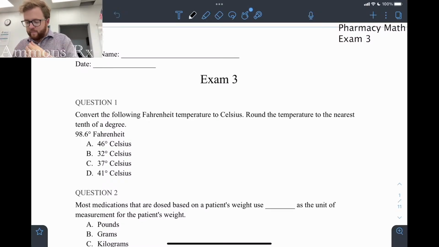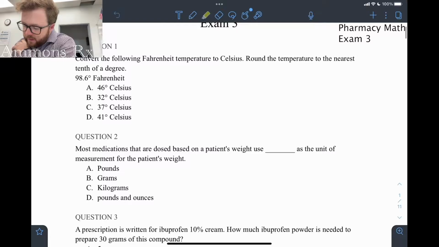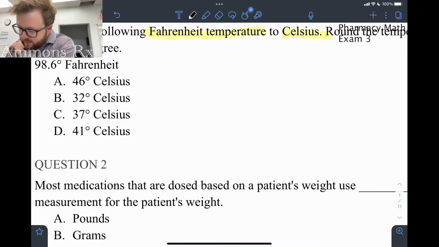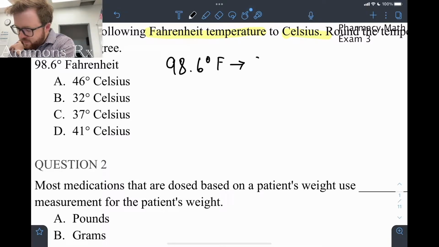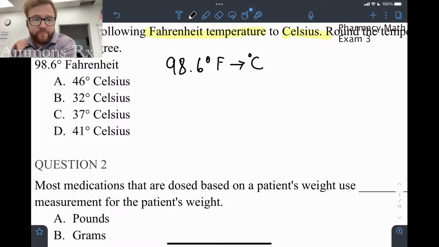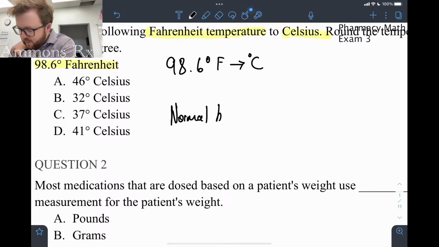So let's get into it. This is a Fahrenheit temperature to Celsius. We need to convert it. So 98.6 to Celsius. If you remember, that right there is a number that I need to remember, 98.6. So you probably, hopefully, already know that. 98.6 is normal body temp, which is 37 degrees Celsius.